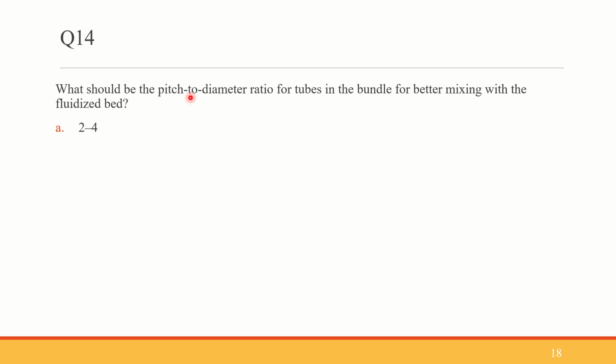Option A, 2 to 4. Option B, 0.1 to 0.5. Option C, 0.5 to 1. Option D, 1 to 1.8. So my guess, I would place my answer on option A, that is 2 to 4. So 2 to 4 is the pitch to diameter ratio for tubes in the bundle for having better mixing inside the fluidized beds. So the answer is option A.